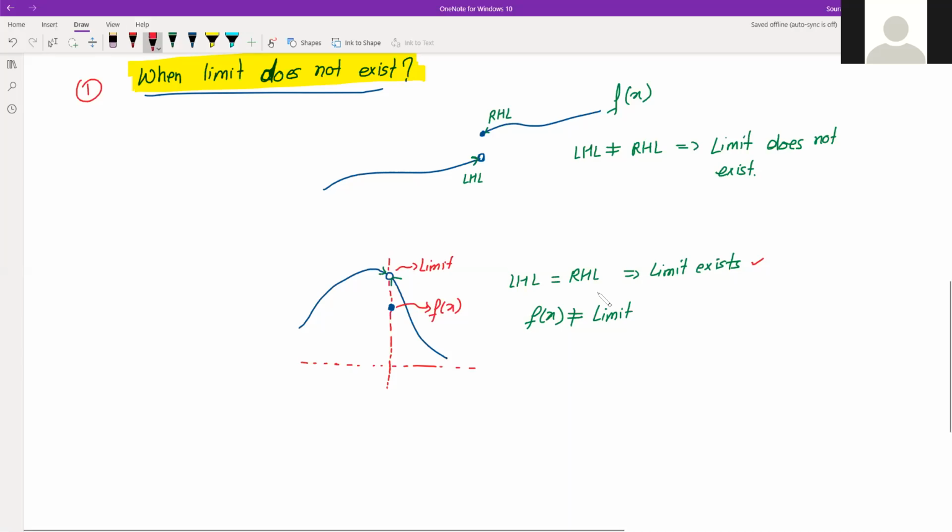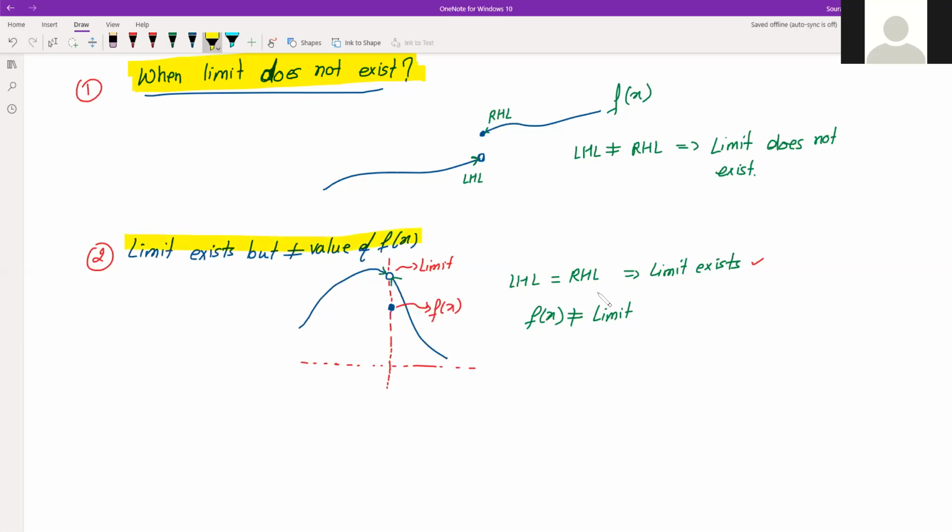So what is the second case? The second case is: limit exists but is not equal to the value of f of x. These are the only two cases in which a function will be discontinuous at that given x. So I hope this is clear to you.